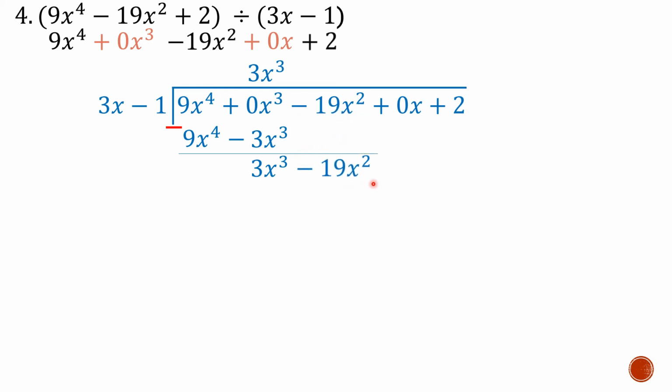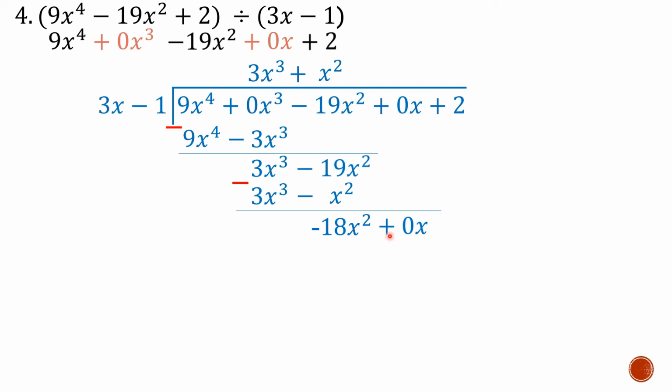Then divide. 3x cubed divided by 3x is just x squared. And then x squared times 3x is 3x cubed. And x squared times negative 1 is equal to negative x squared. Then subtract again. So we have 3x cubed minus 3x cubed is 0. Negative 19x squared minus negative x squared is negative 18x squared. The next term that we're going to bring down is plus 0x.